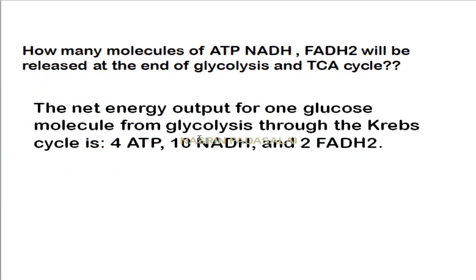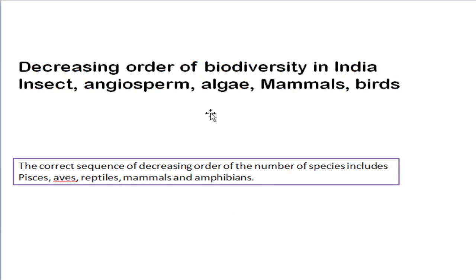Next is how many ATP, NADH, FADH2 will be produced. The net output for one glucose molecule from glycolysis to the Krebs cycle is 4 ATP, 10 NADH and 2 FADH2.